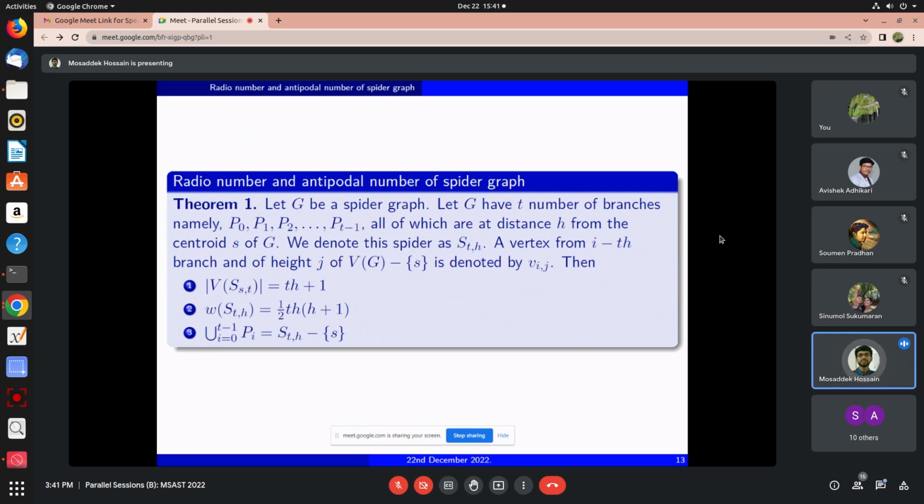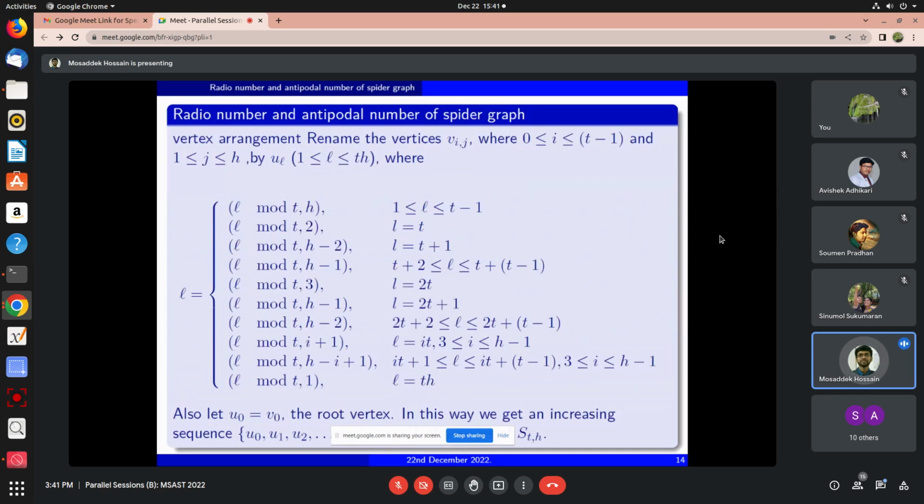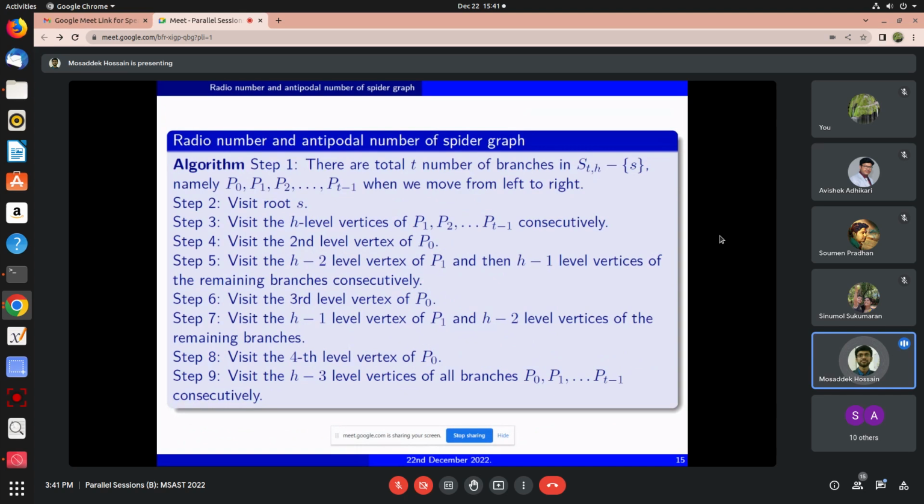That is, the cardinality of the vertex set of STH is equal to Th plus 1, and the weight of STH is equal to half into TH into H plus 1, and the union of i equal to 0 to T minus 1 of Pi is equal to STH minus singleton S. This is the vertex arrangement rule, and we rename the vertices Vij by Ul by the following rules, and also let U0 equal V0, the root vertex. In this way we get an increasing sequence U0, U1, U2 up to UN. This is the algorithm by which we get the result.